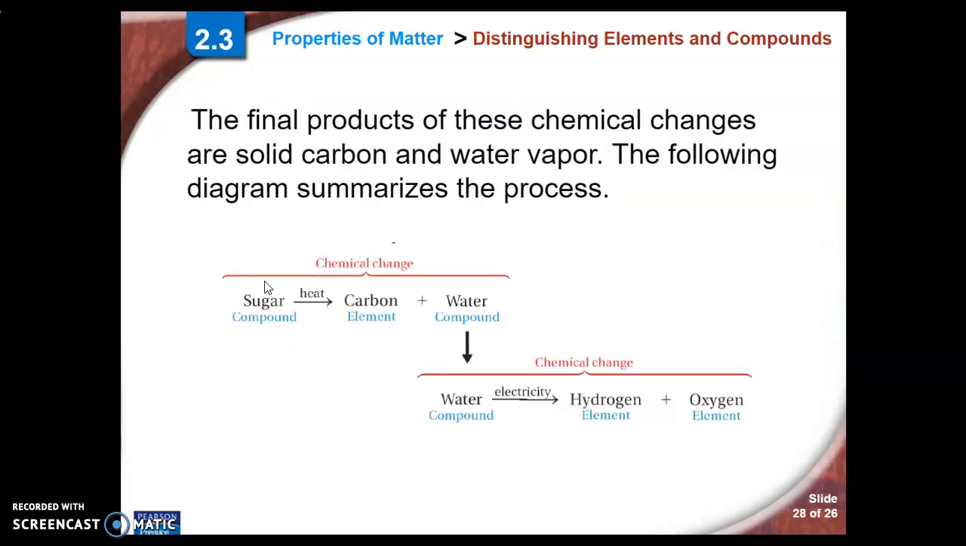So what happens here? The sugar compound takes the heat, it turns into carbon, which is the black compound, black element there, and water. And if you take water, which is H2O, and apply electricity, you can see hydrogen and oxygen gas bubbles in the water. So these are all chemical changes. Heating, applying electricity, they are all chemical changes.